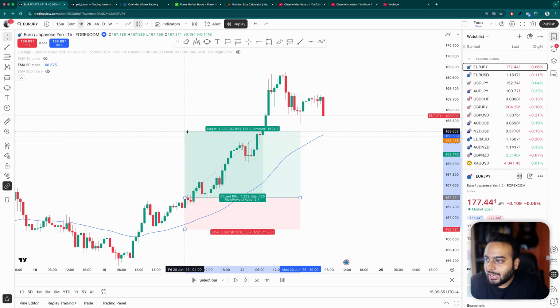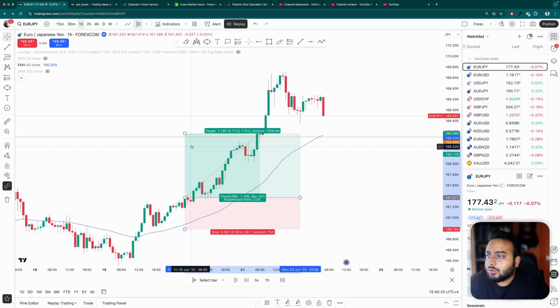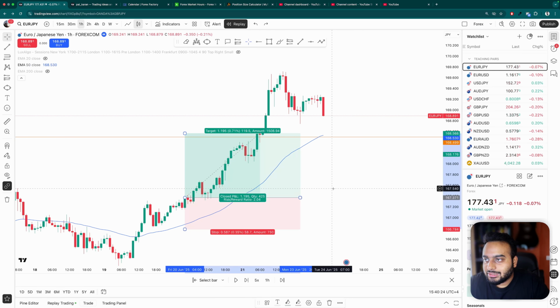And the reason behind that is, if I close around this level, it is actually my first target, right? And it is giving me 1:2, which is completely fine. I would have closed here, but it eventually went on to 1:3.87, almost 1:4 or something like that. 3.98. No, it didn't go till 1:4. But 1:2, 1:2.5 is so easy on these trades. You can see that, right?